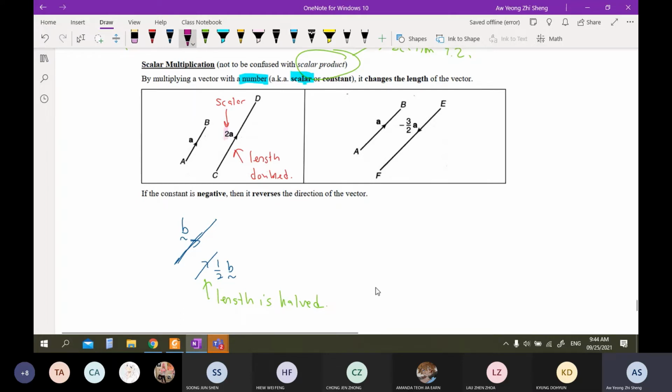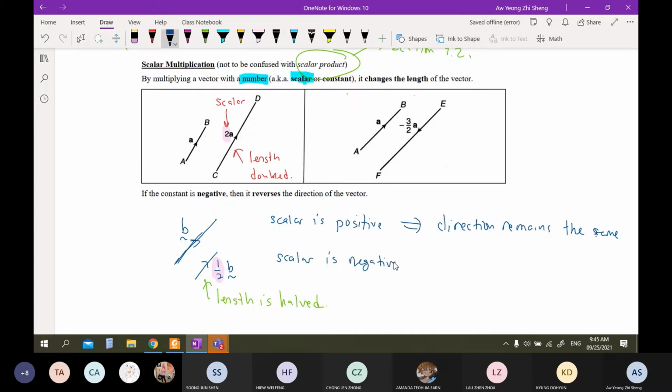One thing to notice is that when you multiply by a positive scalar, whether it's a number more than one or less than one, as long as the scalar is positive, the direction remains the same. If the scalar is negative, then the direction is reversed.